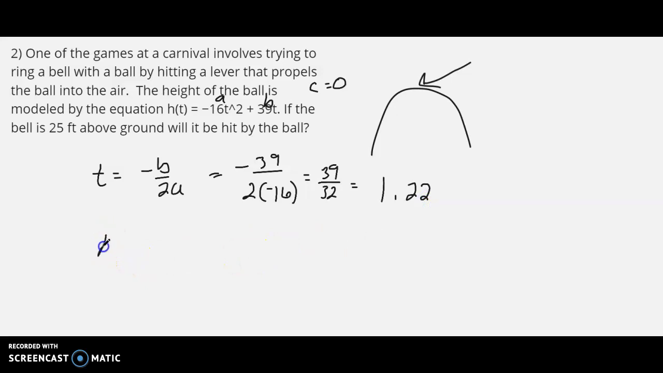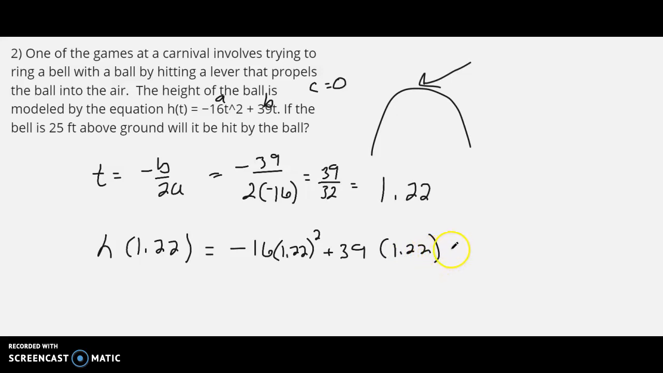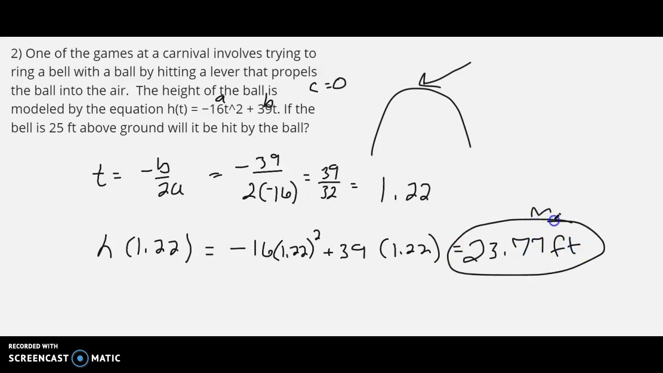Now, to find the actual height, we've got to take that 1.22 and plug it in for t in our function. So we're going to have negative 16t squared, which is in this case 1.22 squared, plus 39t, which is 39 times 1.22. All right, and that's going to come out to approximately, rounded, plugging that in the calculator, 23.77 feet.